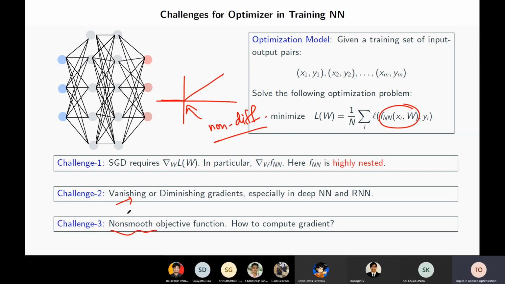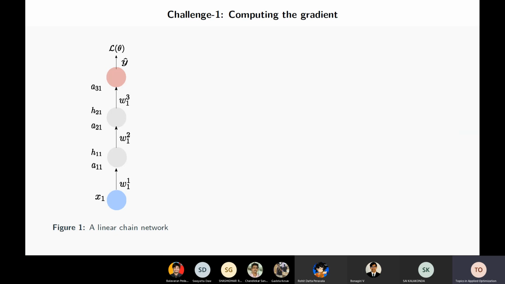If I start using activation functions that are not smooth, for instance ReLU, then it's non-smooth, and again we have a problem of how to compute gradients for a non-smooth function, because to use a stochastic gradient method, I do need a gradient, right? So these are the challenges. Now, the first challenge is to compute the gradient. And if I consider a linear chain network, it looks like this.